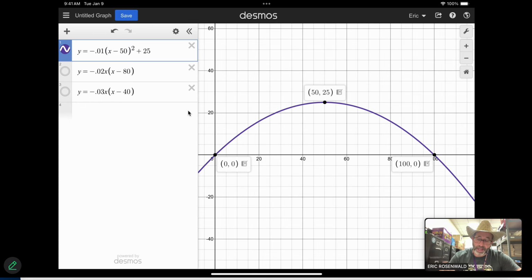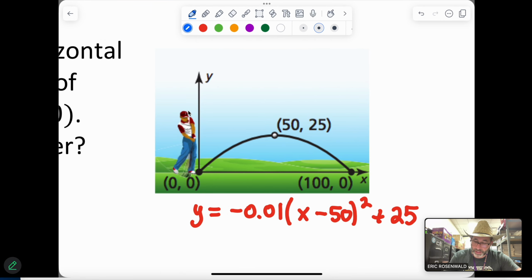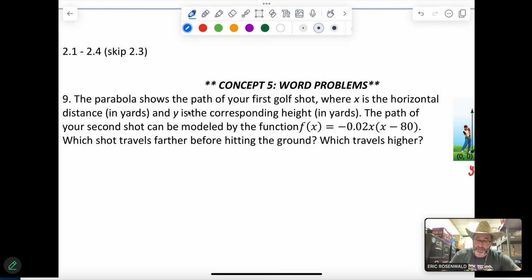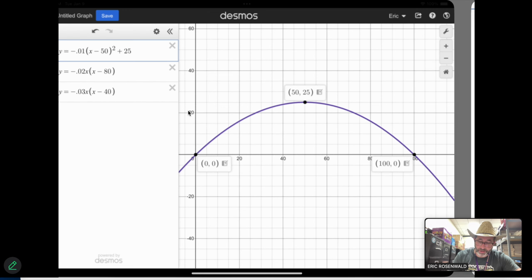So the question asks, let's compare each of his hits. Based off of this, the path of his second shot, if we follow along with what's going on here, his second shot is this equation right here. And it says which shot travels farther before it hits the ground and which one travels higher. Well, let's take a look here.